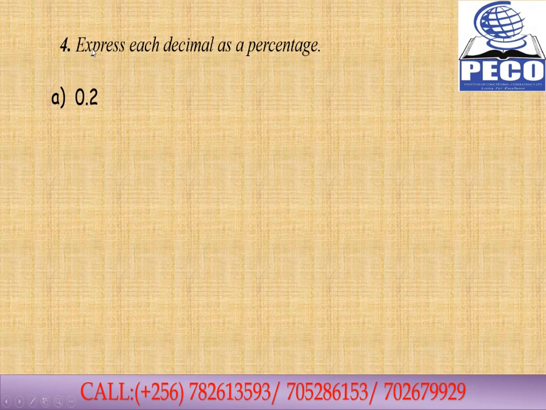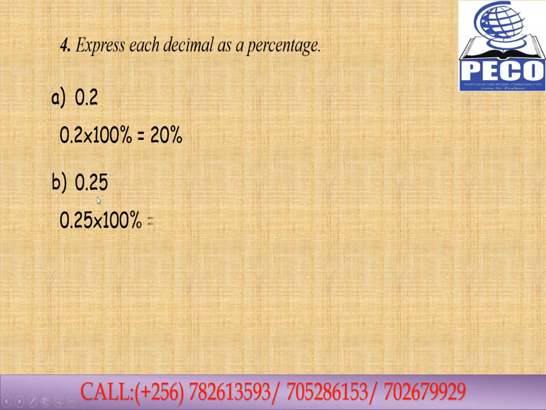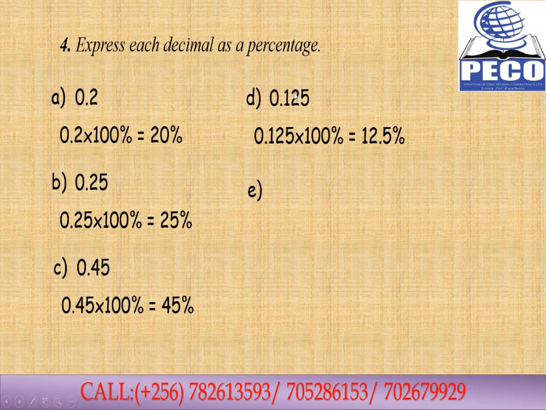Next example: express each decimal as a percentage. I told you that once you have a decimal or a fraction, simply multiply by 100. So I'll get 0.2 and multiply by 100%. That will take us to 20%. 0.25 times 100 will give us 25%. 0.45 times 100 will give us 45%. 0.125 times 100 will give us 12.5%. 0.4825 times 100 will give us 48.25%.